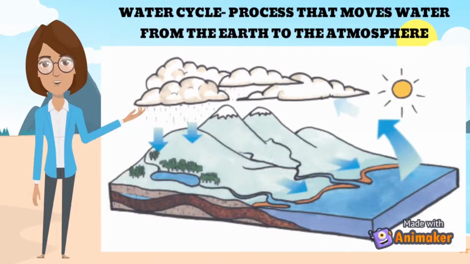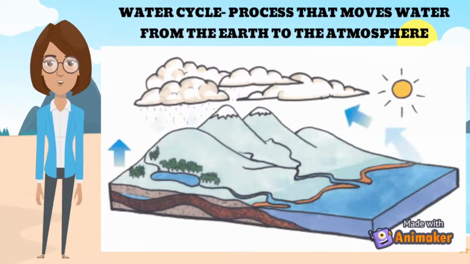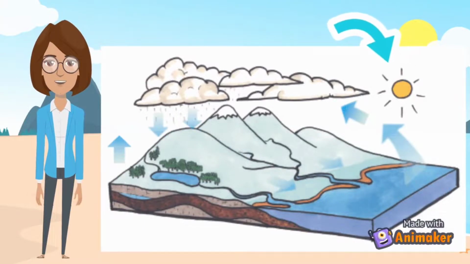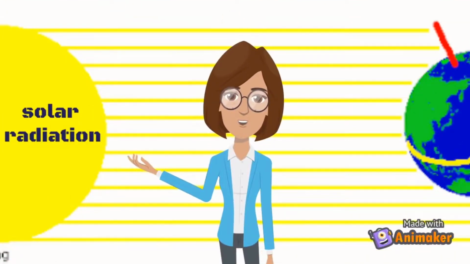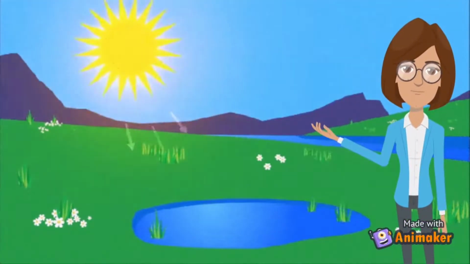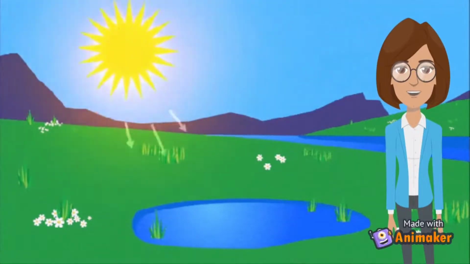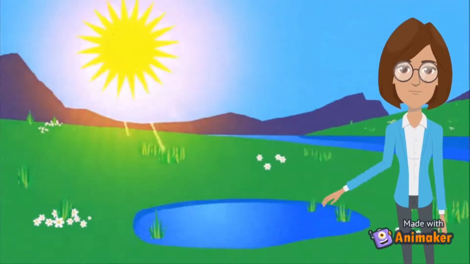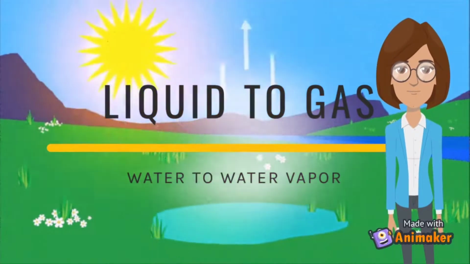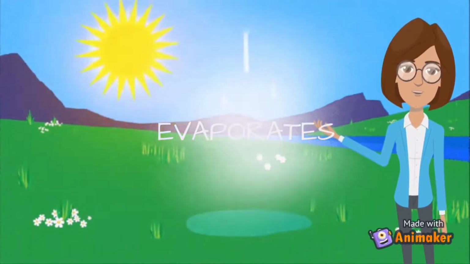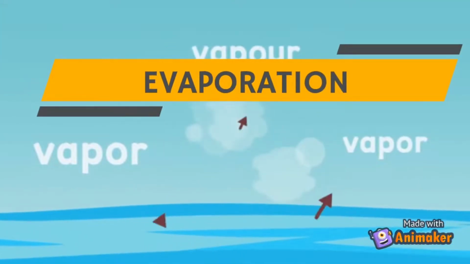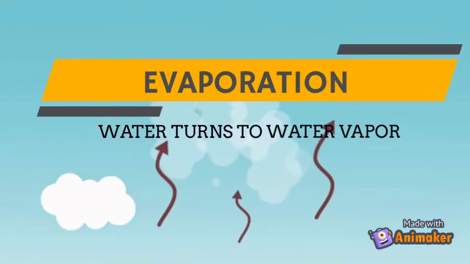The water cycle is a process that moves water from the earth to the sky and back again. The whole process is driven by the sun. Solar radiation is the sun heating up the atmosphere. When the sun heats up the earth, surface water in lakes, streams, and oceans begins to change form. The water transforms from a liquid to a gas, from water to water vapor. It evaporates. Evaporation is the term scientists use to describe what happens when water turns to water vapor.